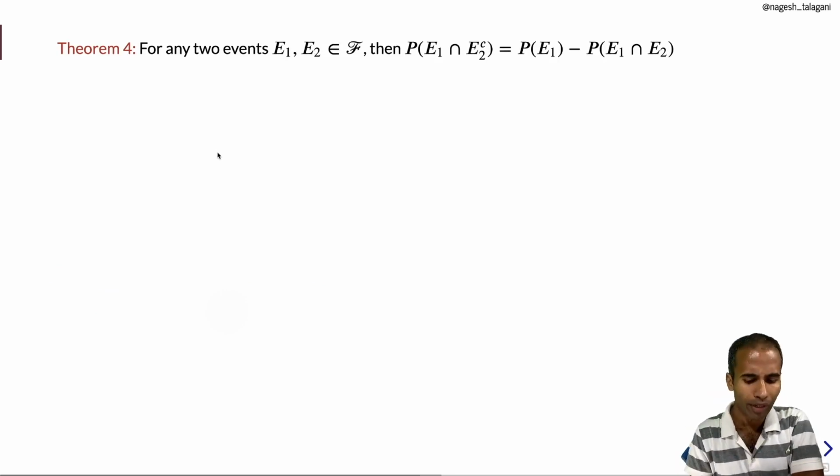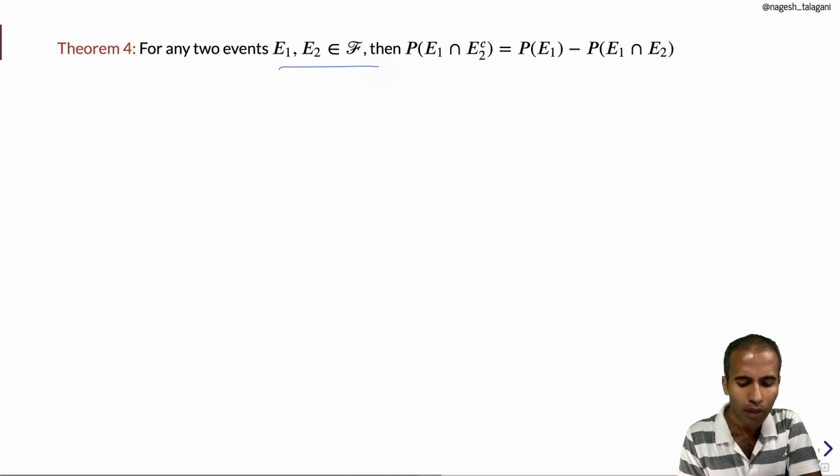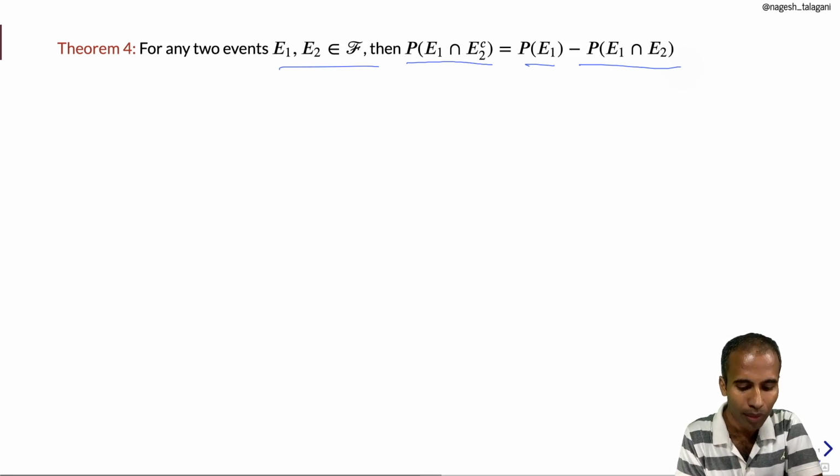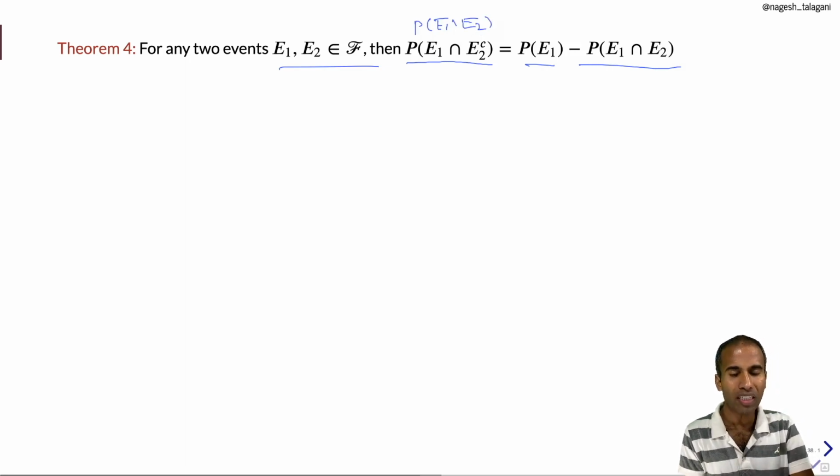Theorem 4. For any two events E1, E2 in event space, we have this. Probability of E1 intersection E2 complement equal to probability of E1 minus probability of E1 intersection E2. See, this E1 intersection E2 complement can also be written like this: E1 minus E2. That means outcomes in E1 but not in E2. Okay. So that means probability of E1 minus E2 equal to probability of E1 minus probability of E1 intersection E2.